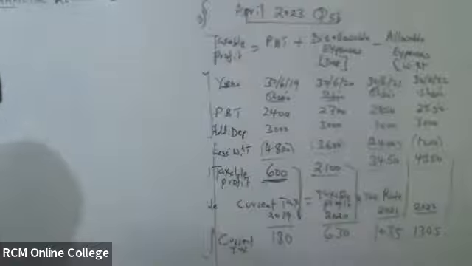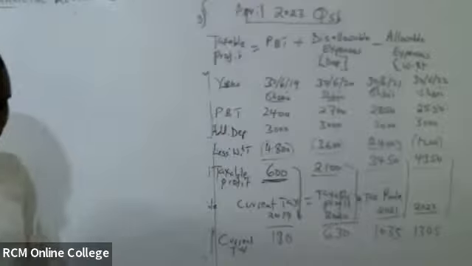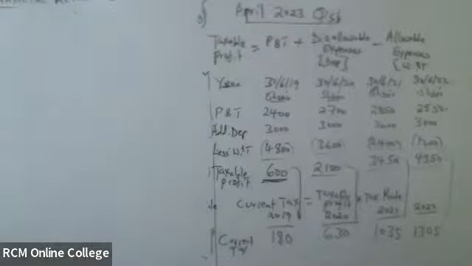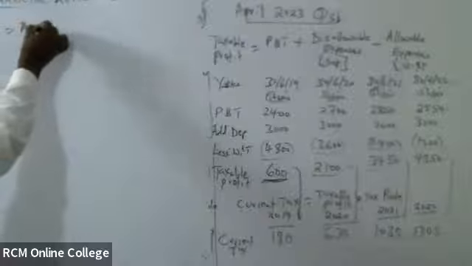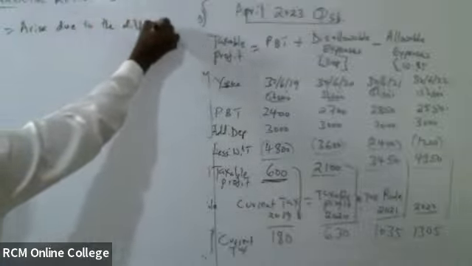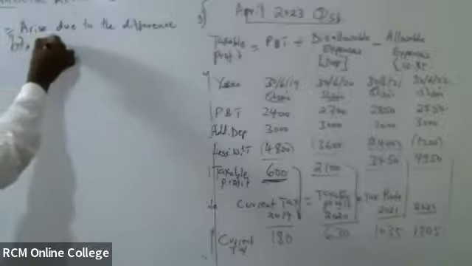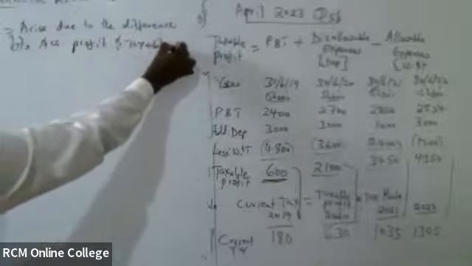Now we can move to getting the deferred tax. Deferred tax, it always arises due to the difference between the accounting profit and the taxable profit. Accounting profit and taxable profit.